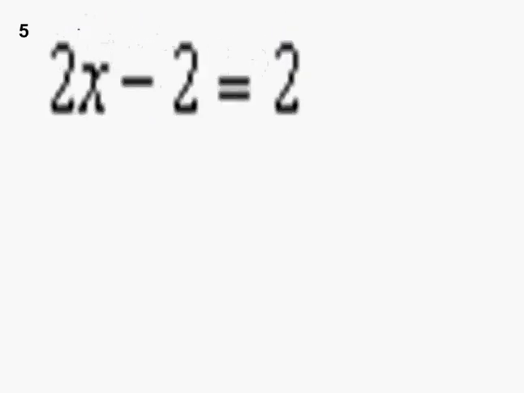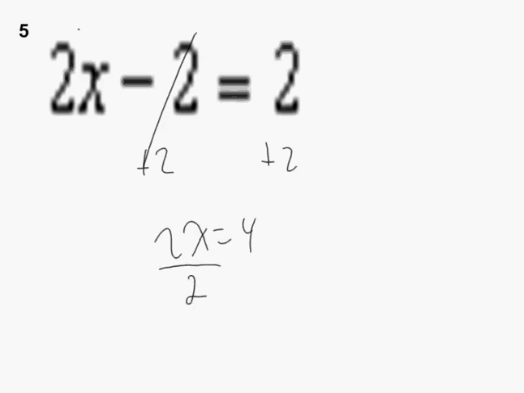In question 5, it says simply solve using opposite operation. So in this two-step equation, the first thing I'm going to do is add 2 to both sides. I get 2x equals 4. Divide by your coefficient, and x will equal 2. That's a pretty easy question. That's really from grade 7.